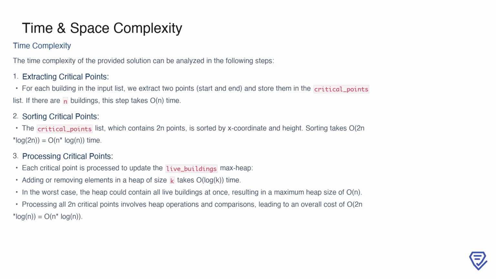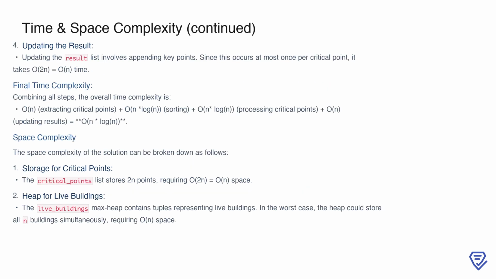After sorting, we process each critical point to update the max heap that keeps track of live buildings. Adding or removing elements in a heap of size k takes O(log k) time, and in the worst case, the heap could contain all n buildings, resulting in O(log n) per operation. Since there are 2n critical points to process, this step takes O(2n * log n), which simplifies to O(n log n). After processing the critical points, we update the result list to store the key points of the skyline. Each critical point contributes at most one operation to the result, so appending these points takes O(2n), which simplifies to O(n).